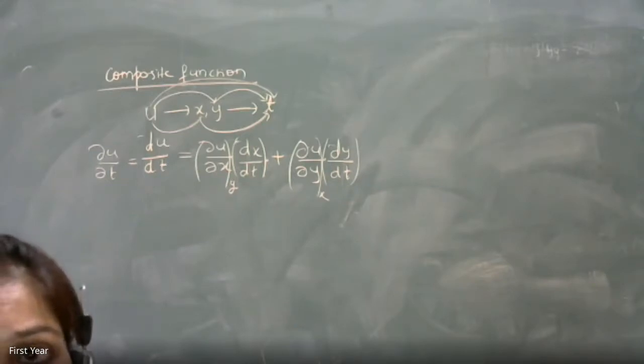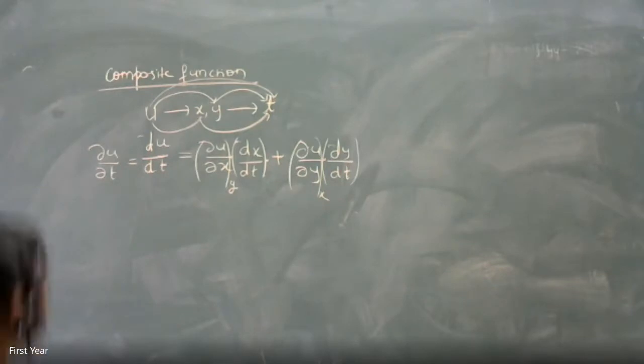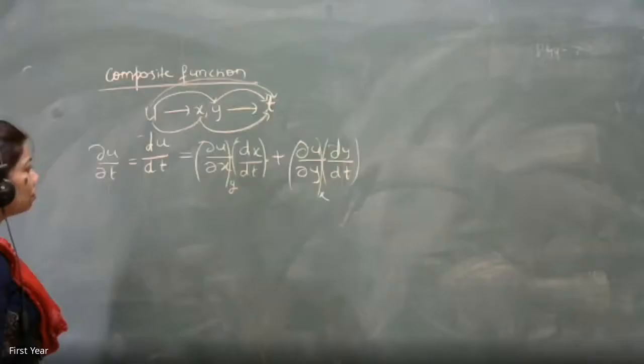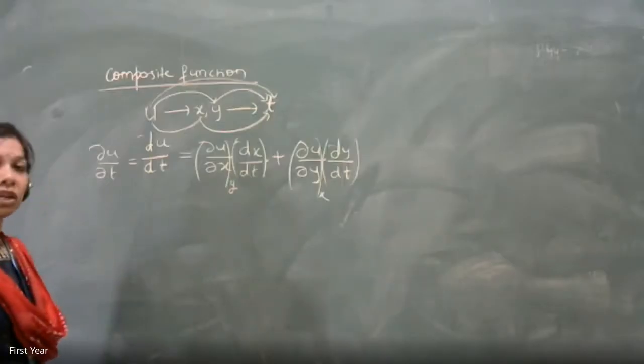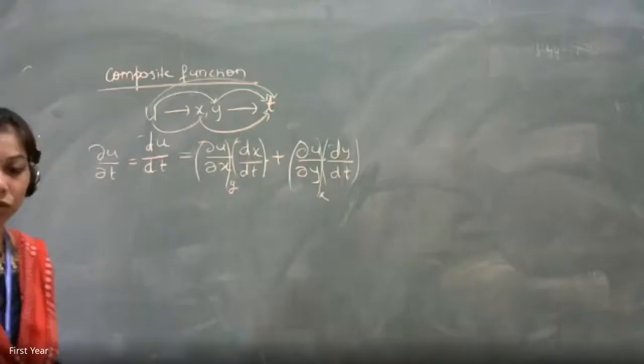What you said, how is it different from the normal composite derivative? What do you mean by normal composite derivative? That's the chain rule only, na? Yes, ma'am. You're saying the chain rule only, na?